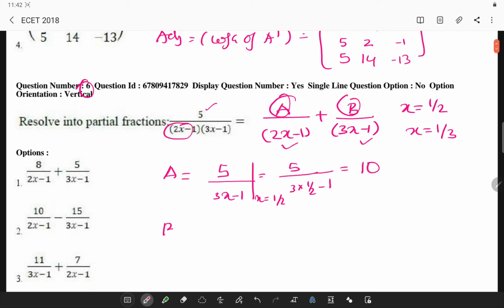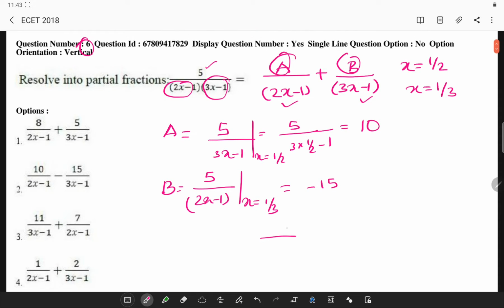Next, to calculate b, I'll not consider 3x minus 1. The remaining factor is 5 by 2x minus 1. You have to substitute x is equal to 1 by 3. You can even go with your normal method, so you can solve it based on your ease.